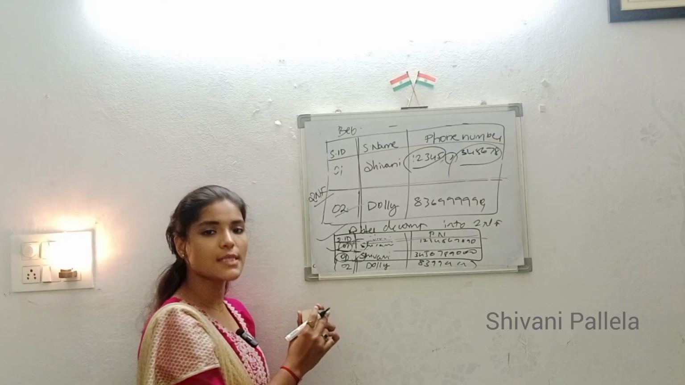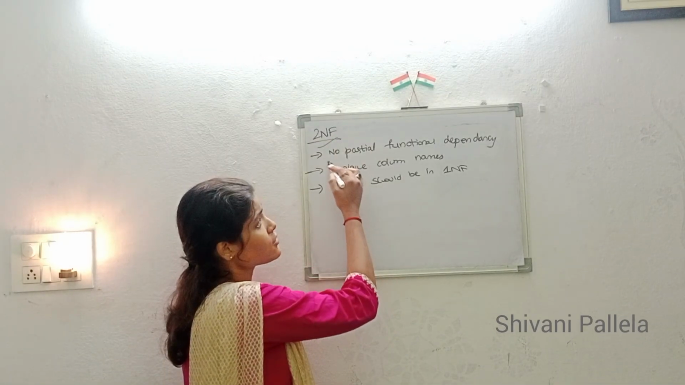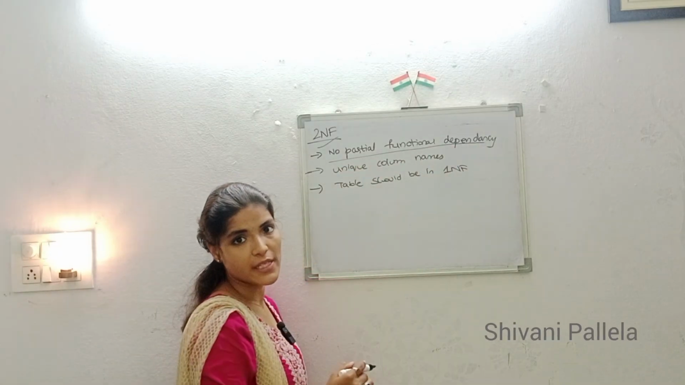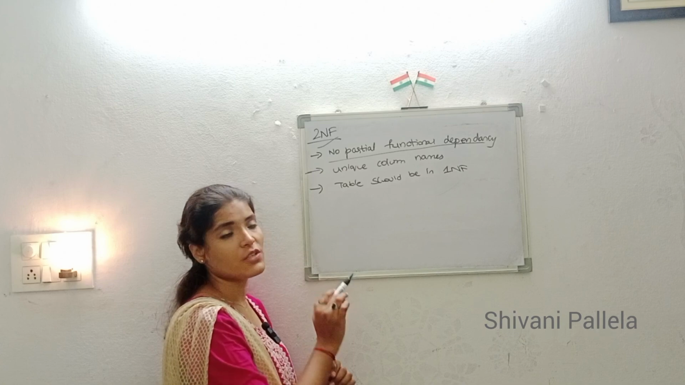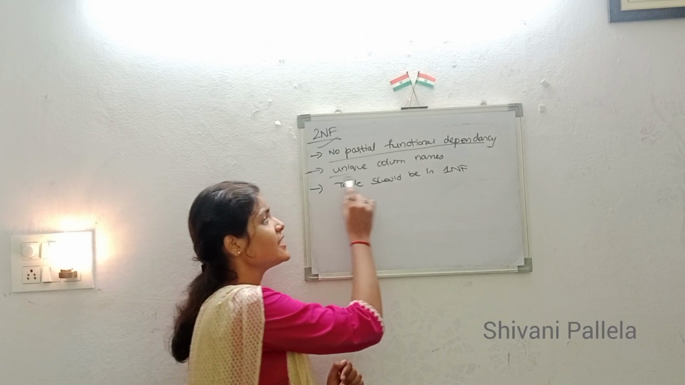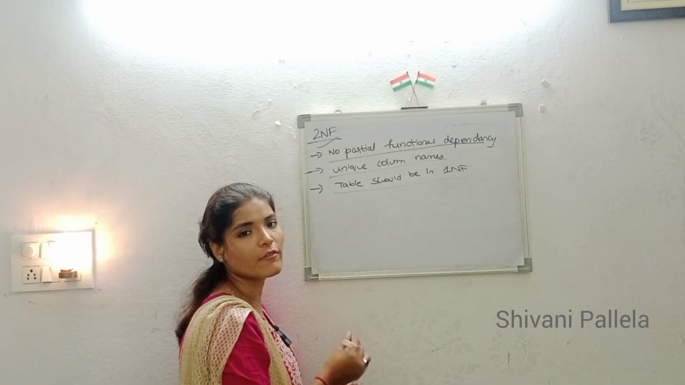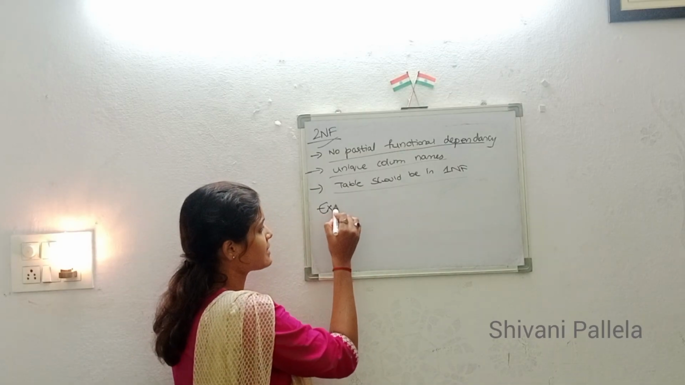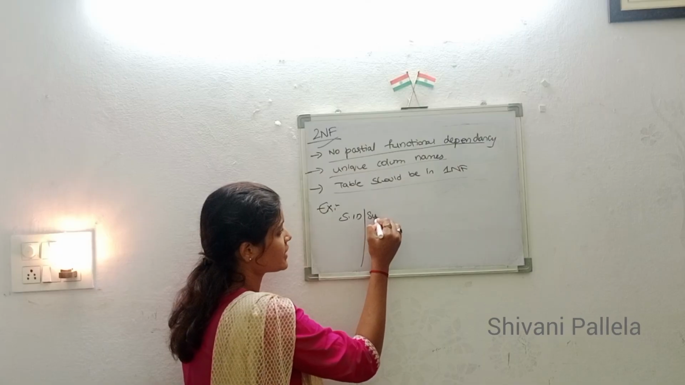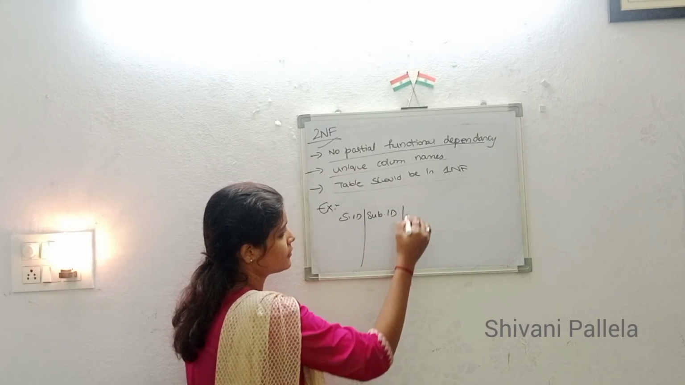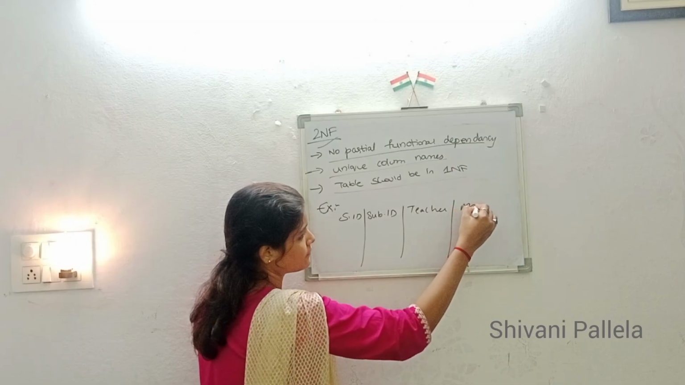Now we will discuss the second normal form. The second normal form rule is no partial functional dependency. There should not be any partial functional dependency, each column should be unique, and the table should be in 1NF. For example, we will take one example here: student ID, subject ID, teacher, marks.